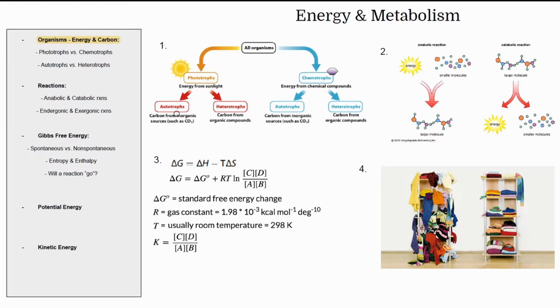Autotrophs obtain carbon from inorganic sources such as CO2, while heterotrophs obtain carbon from organic compounds. Now, a good way of classifying this is autotrophs are usually seen as producers, while heterotrophs are seen as consumers. So a good example of an autotroph is plants, while a good example of heterotroph is humans. So you can have a photoheterotroph and you can have a photoautotroph. Similarly, you can have a chemoautotroph and a chemoheterotroph.